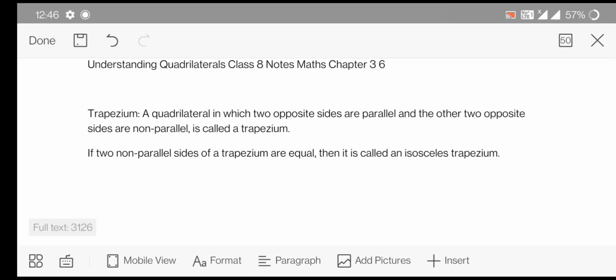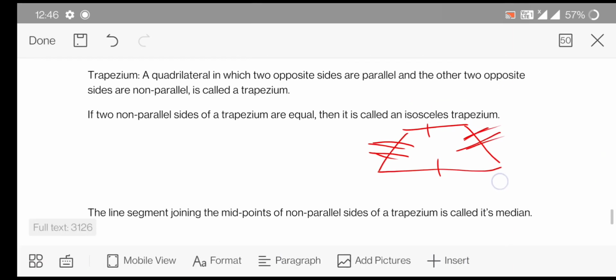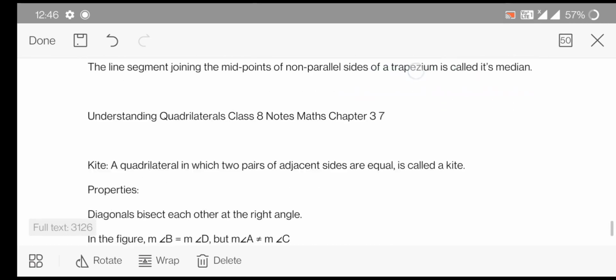Next is the trapezium. So here is the trapezium. In this trapezium, these two sides are called parallel sides, and these two sides are called non-parallel sides. And if these non-parallel sides are equal, then you can consider it an isosceles trapezium. These two non-parallel sides are equal, then you can consider it an isosceles trapezium. And these two sides are called parallel sides.